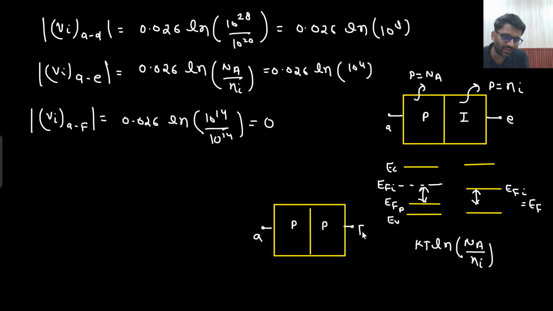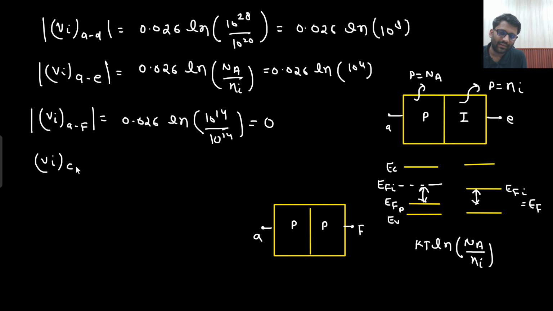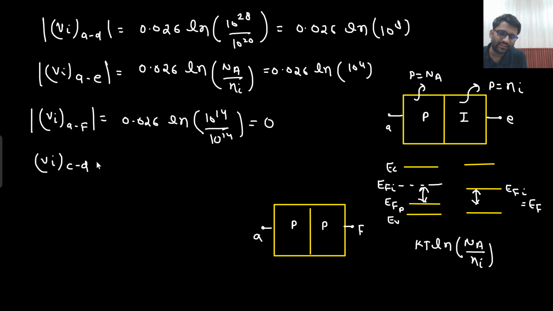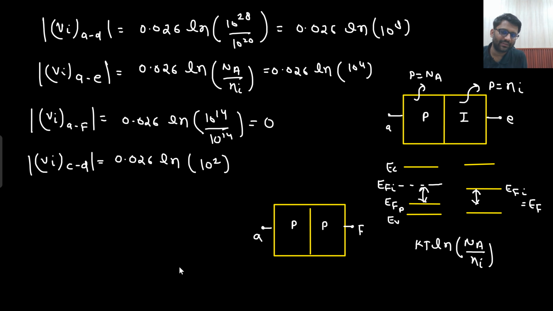0 built-in potential. Now they could have asked between two random guys as well. What would be two random guys? They could have asked between, let's not do C and D because it is intrinsic. So let's do C versus D. If they asked between C and D, what will be the answer? So 0.026 ln n plus n. So 10 to the power 16 divided by 10 to the power 14. Answer would be this much, right?